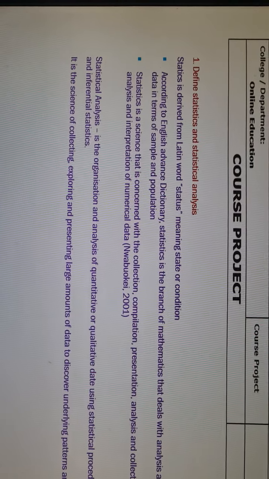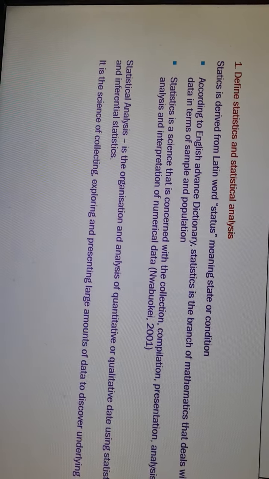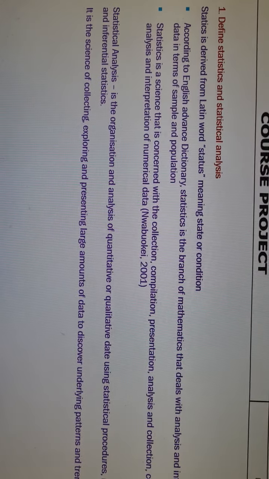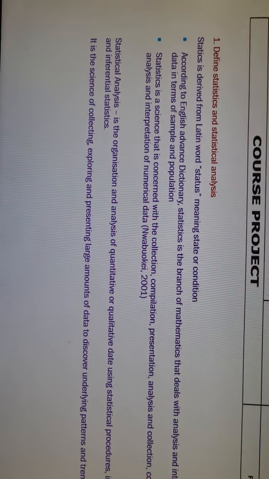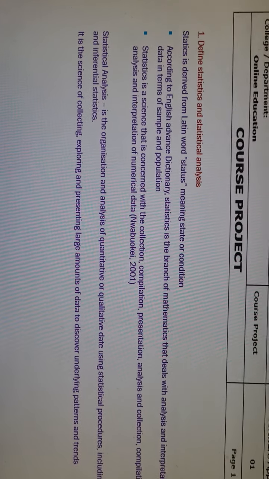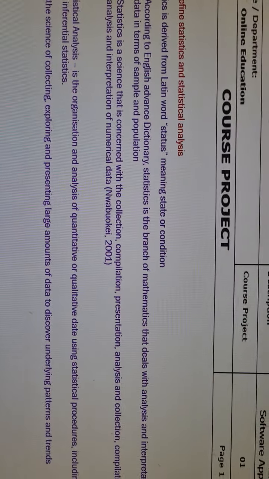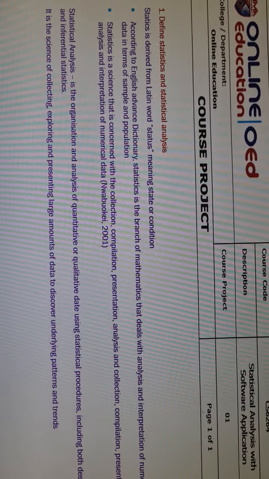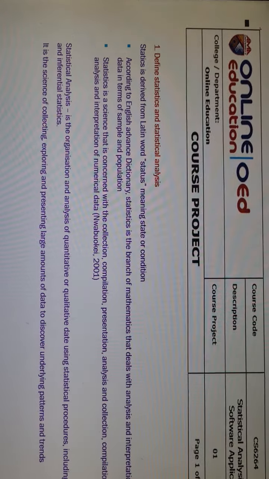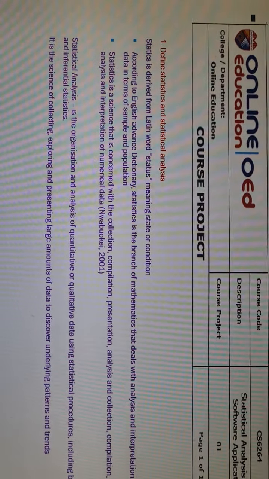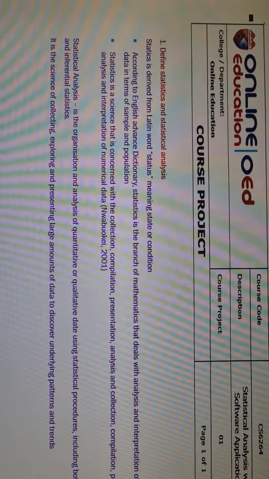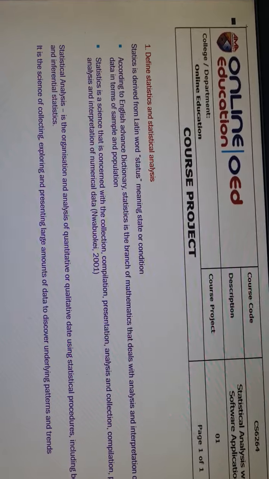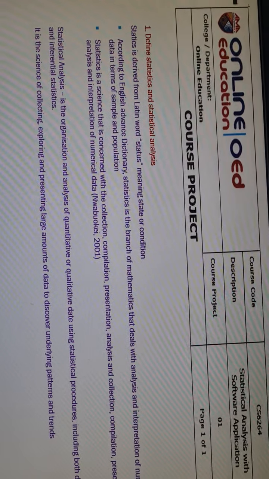The first is number one, define statistics and statistical analysis. Statistics is derived from a Latin word status, meaning state or condition. According to the English Advanced Dictionary, statistics is a branch of mathematics that deals with analysis and interpretation of numerical data in terms of sample and population.